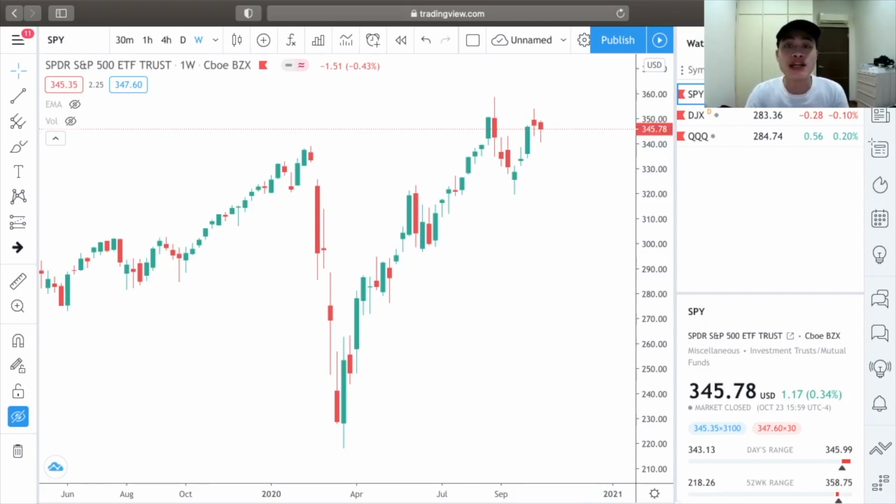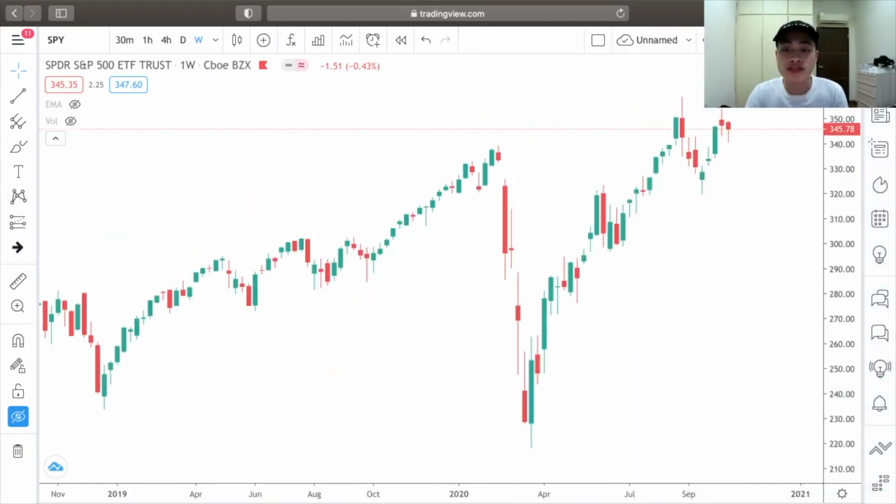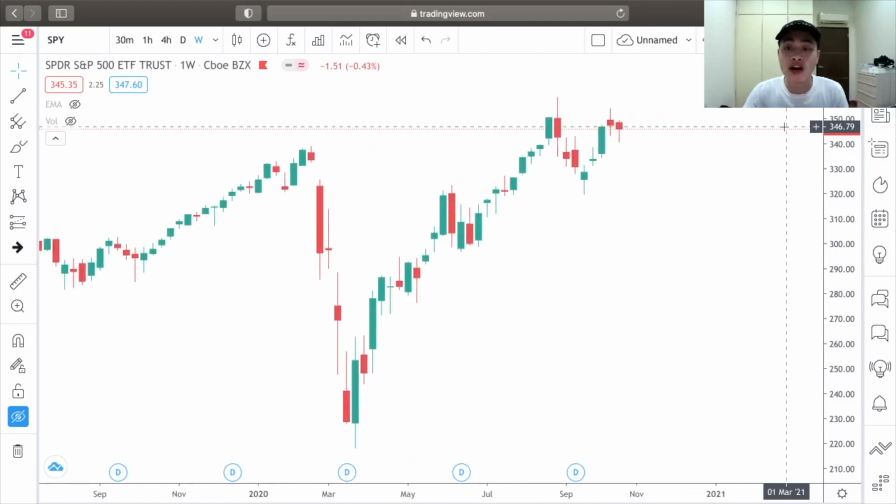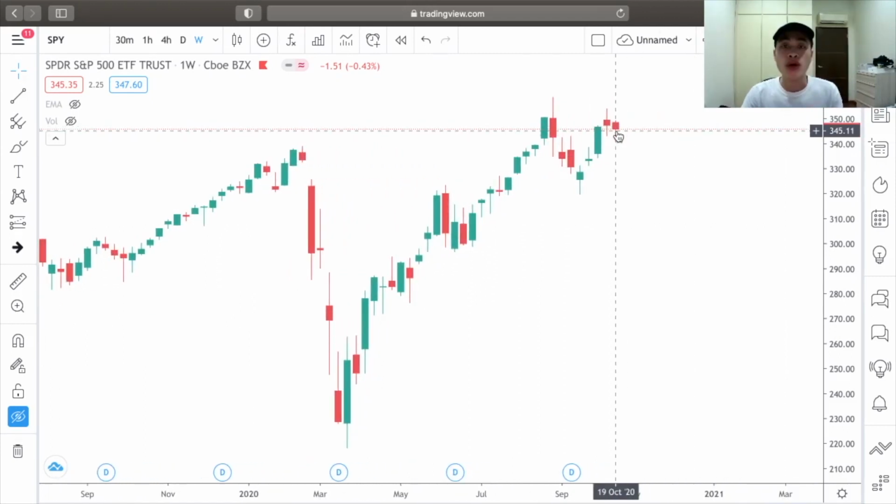So let's begin by taking a look at the technical analysis for the S&P 500. And as always, we'll begin with the weekly time frame and work our way down from there. This is the weekly time frame for the S&P 500. So if we zoom in right now to where we are currently at, which is this candlestick, we are back to where we were about 2 months ago, which was around here.